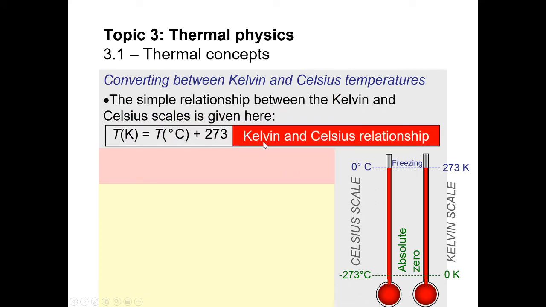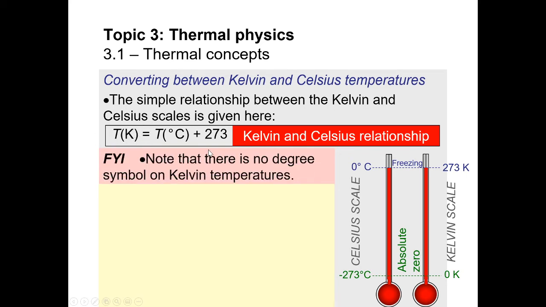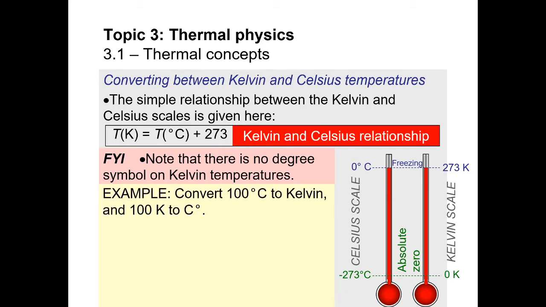Okay, this is the relationship between Kelvin and degrees Celsius. Whatever temperature you have in degrees Celsius, add 273 onto that and you'll have the temperature in Kelvin. Or if you have the temperature in Kelvin, subtract 273 from that and you'll have the temperature in degrees Celsius. That's really all it is.